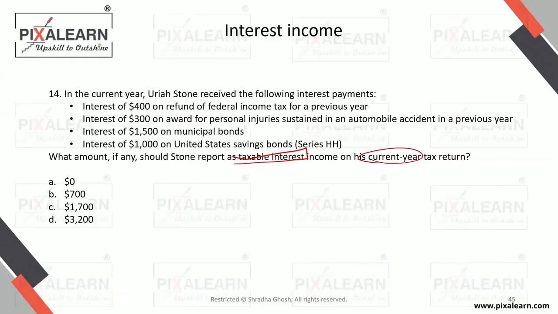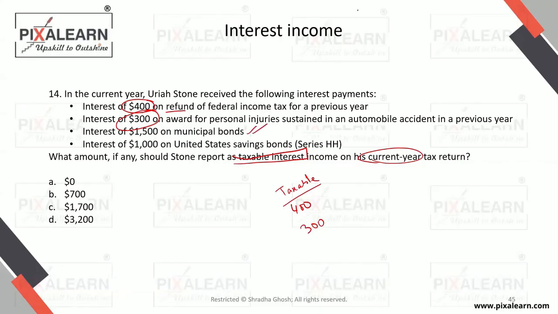In the current year, you receive the following interest payments. Interest of $400 on refund of federal income tax for previous year. Taxable, non-taxable. What do you say? Interest on refund of federal income tax. See? Easy. So this is taxable. So 400 is taxable. Interest of 300 on award for personal injuries sustained in an automobile accident in a previous year. So the award may be tax-free. I'm not too sure. But I know interest for delayed or deferred payment would be taxable.